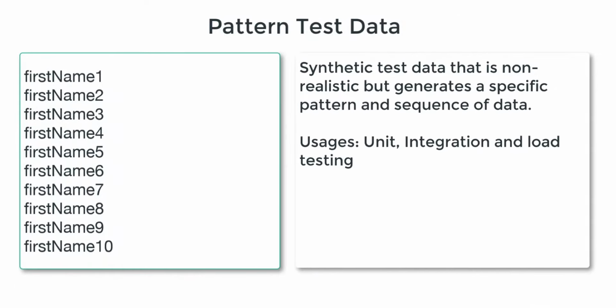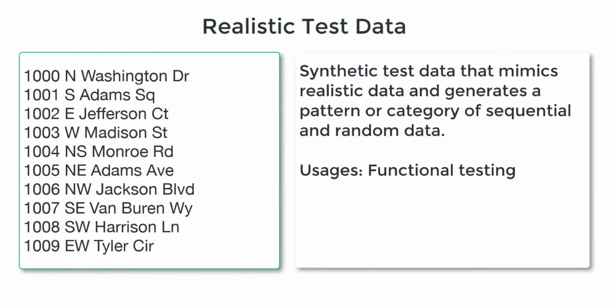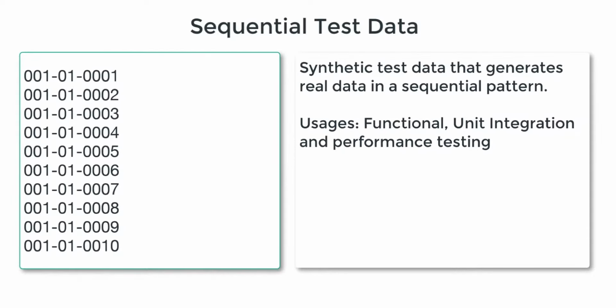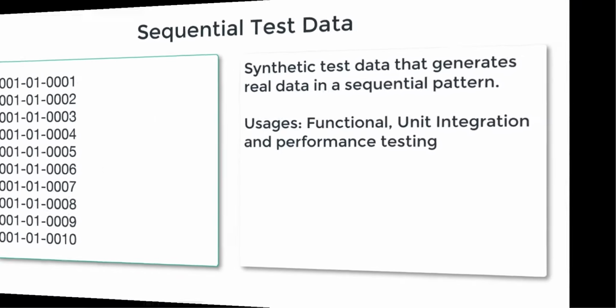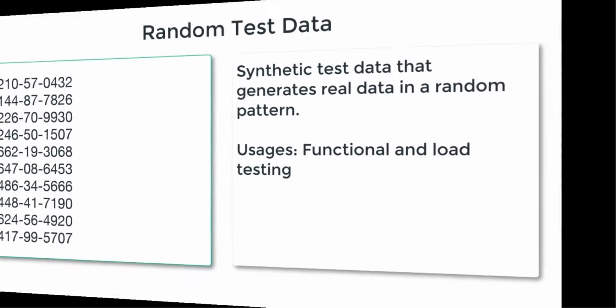Pattern test data is synthetic test data that is non-realistic but generates a specific pattern and sequence of data. Realistic test data is synthetic test data that mimics realistic data and generates a pattern or category of sequential and random data. Sequential test data is synthetic test data that generates real data in a sequential pattern. Random test data is synthetic test data that generates real data in a random pattern.